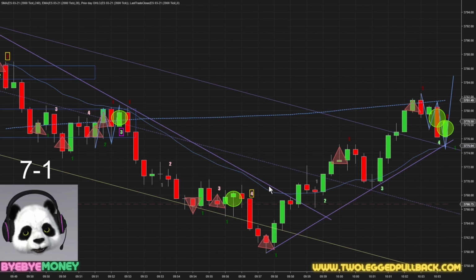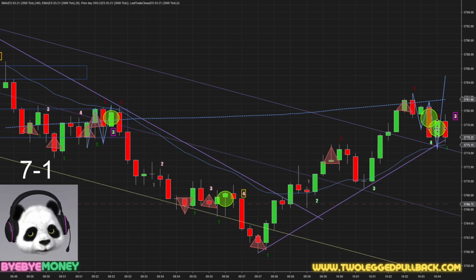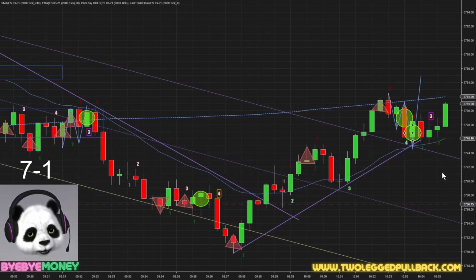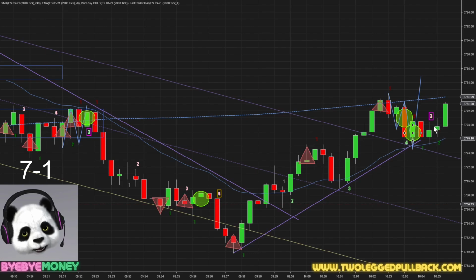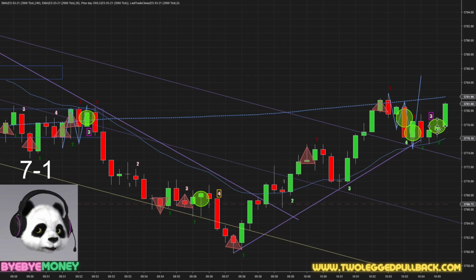You might not be able to get a big runner here, but it's a good setup for a scalp. And boom, you get your scalp. It might have been better if you waited for the second one, but you wouldn't have stopped out. You could actually double up your position here. Sorry, I just went so fast because I wanted to see if we made this. And boom, we made it. And so you could double up your position here.